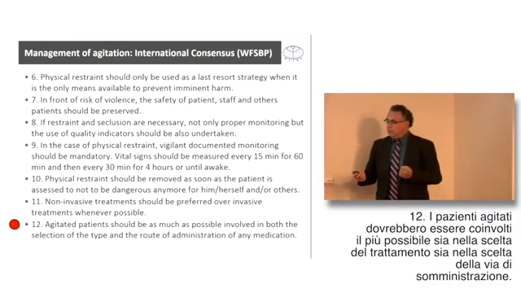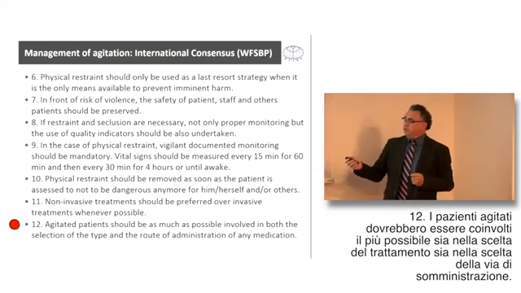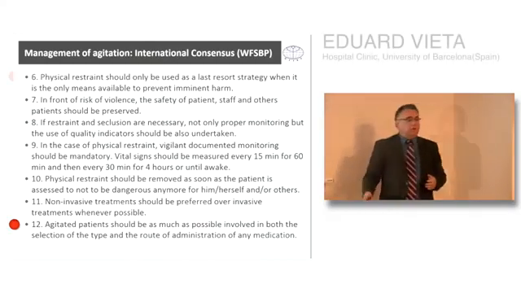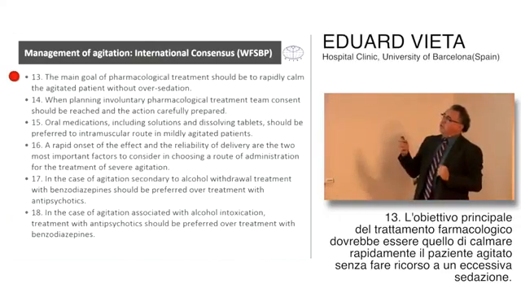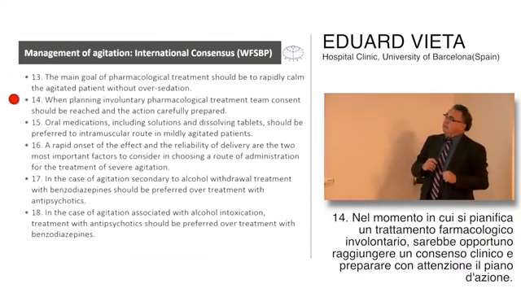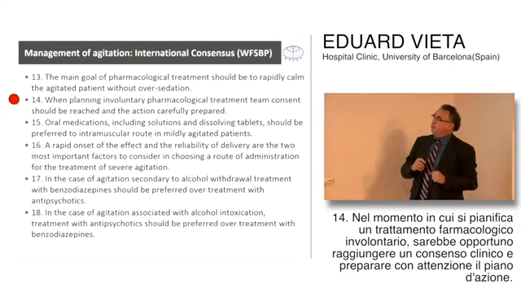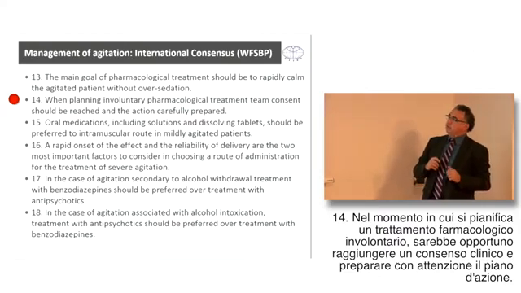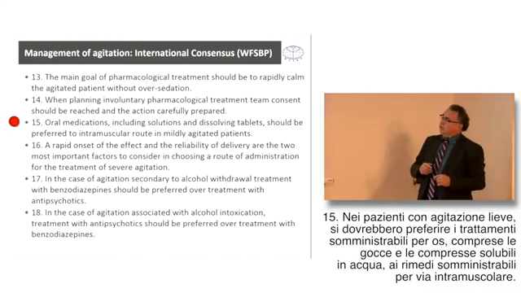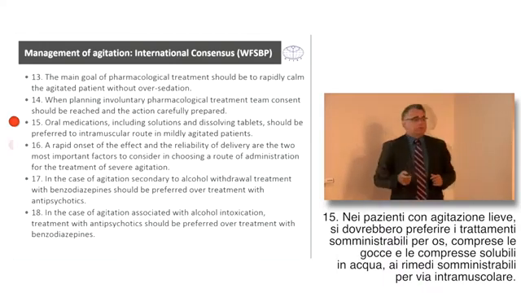The 12th recommendation is that agitated patients should be as much as possible involved in both the selection of the type and route of administration of any medication. The main goal of pharmacological treatment should be to rapidly calm the agitated patient without over-sedation. When planning involuntary pharmacological treatment, team consent should be reached and the action carefully prepared. Oral medications, including solutions and dissolving tablets, should be preferred to the intramuscular route in mildly agitated patients.